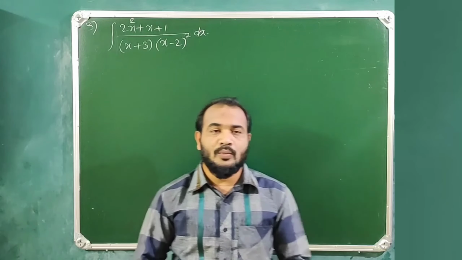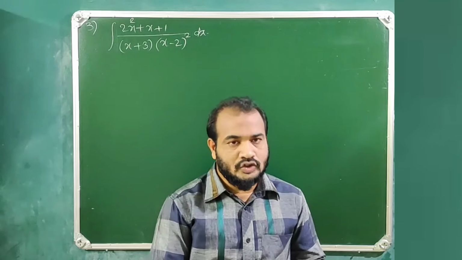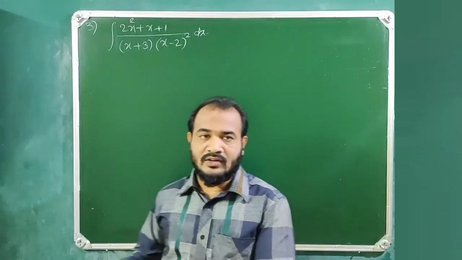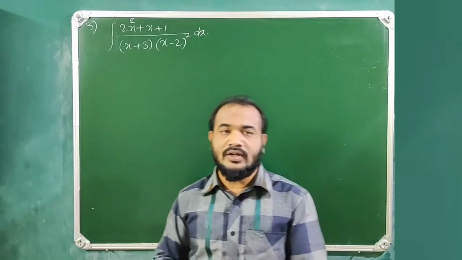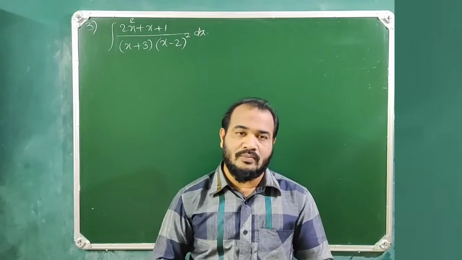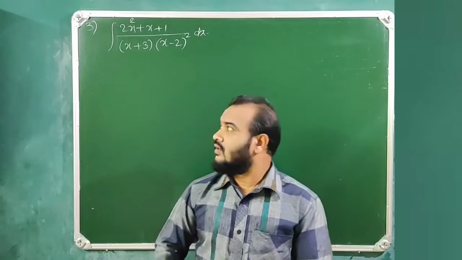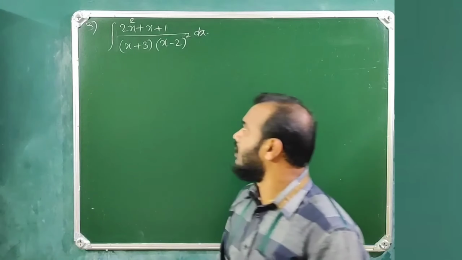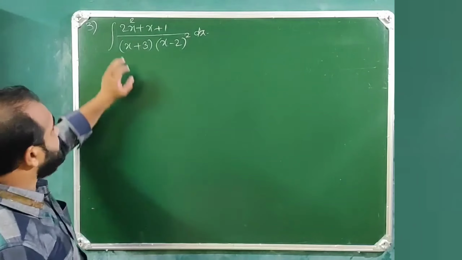Good morning, students. We have been discussing the various methods to solve integrations. The method of partial fractions is what we have been discussing. We have already started the second Roman two problems from exercise 6D. And this is the third problem: integral of 2x square plus x plus 1 by x plus 3 into x minus 2 whole square dx.